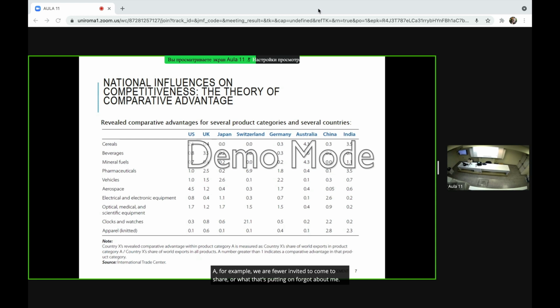About mineral fuels, could you explain what you understand? Who has the comparative advantage in mineral fuels? The range is from -1 to +1. Yeah, okay. Australia with respect to Switzerland, for example, has a comparative advantage in this case of 0, while Switzerland has a higher comparative advantage in pharmaceuticals.